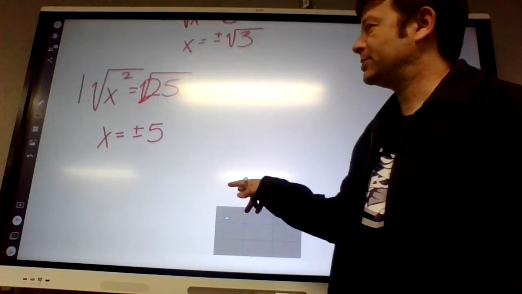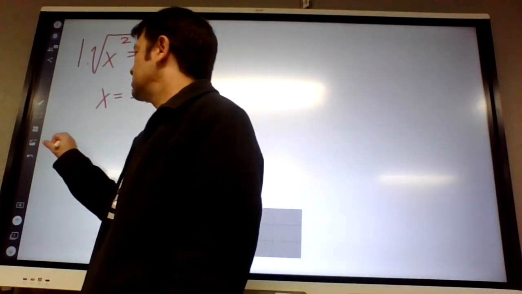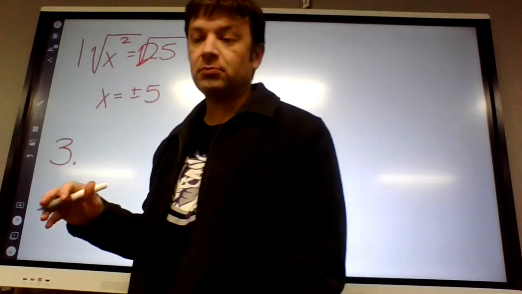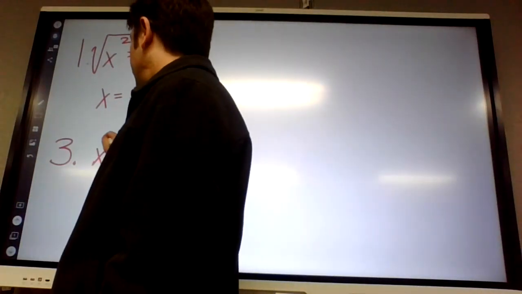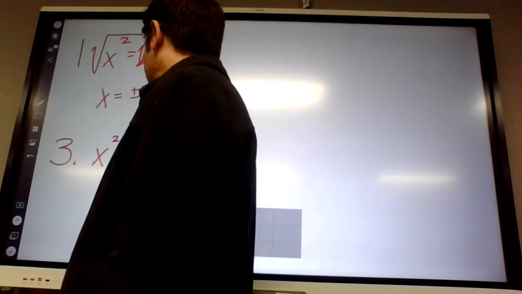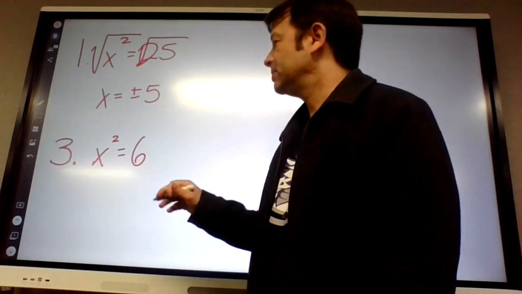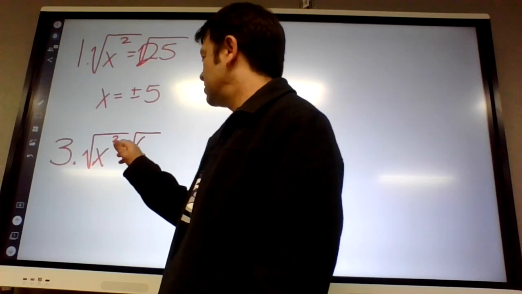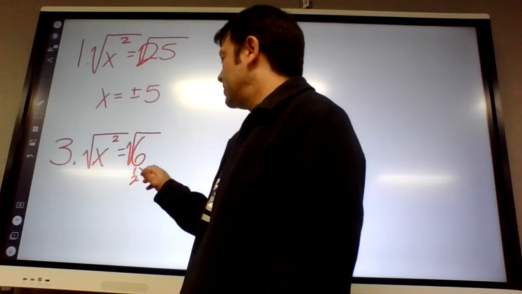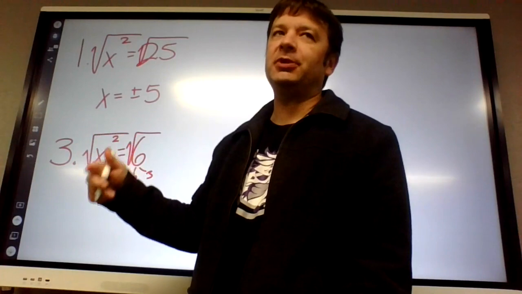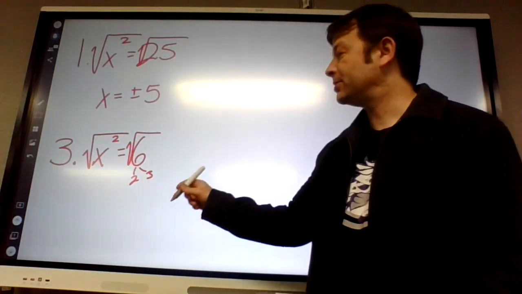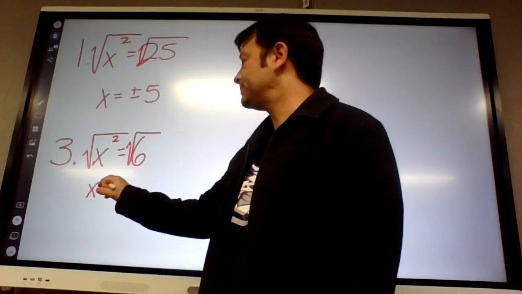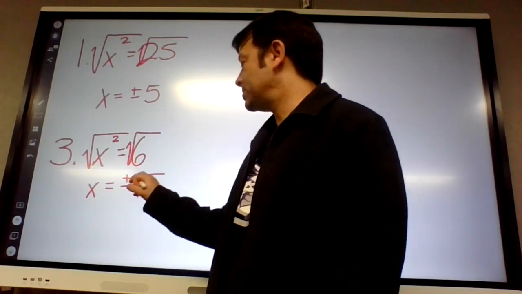Because negative 5 squared is also 25. This is a very difficult thing for people to remember. Okay, number 3, x squared equals 6. Does the square root of 6 simplify? No. It's just a 2 and a 3, right? So just like last chapter, if it has a double in it, we do need to break it down. But 6 isn't going to do anything. So x equals plus or minus square root of 6.